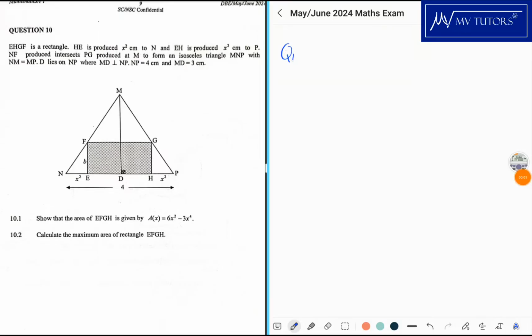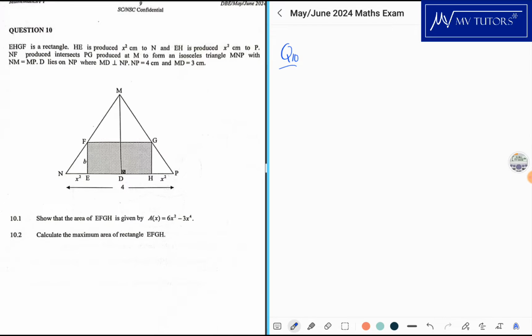Question 10. This is the second last question. So EHGF is a rectangle. Okay, we can see it. HE is produced x squared centimeters to n, and EH is produced x squared centimeters to p. NF produced intersects PG produced at M. Whew, so many productions here.